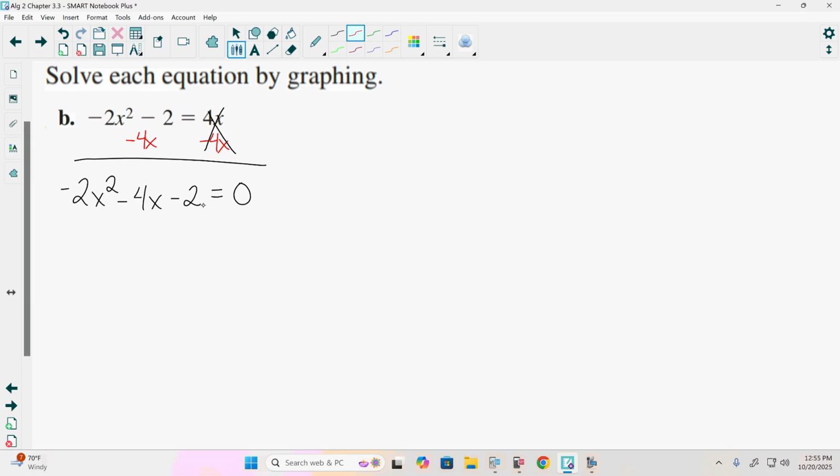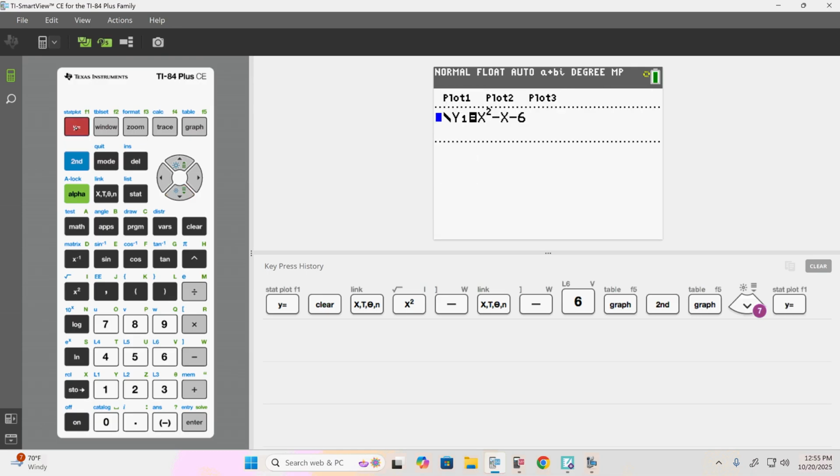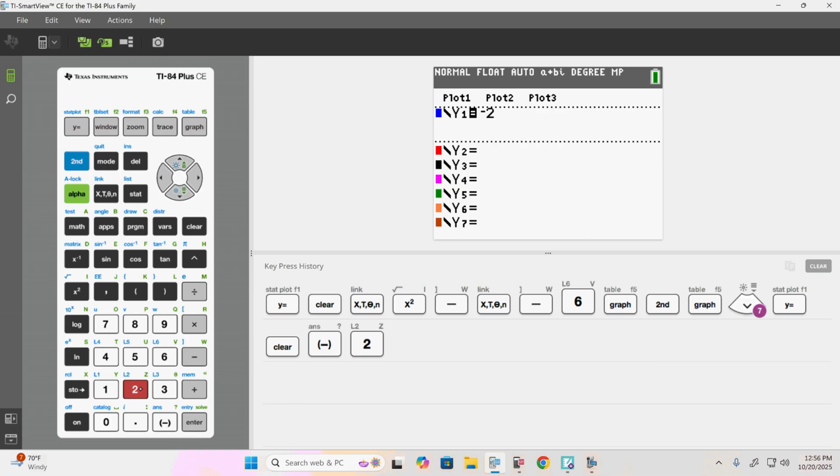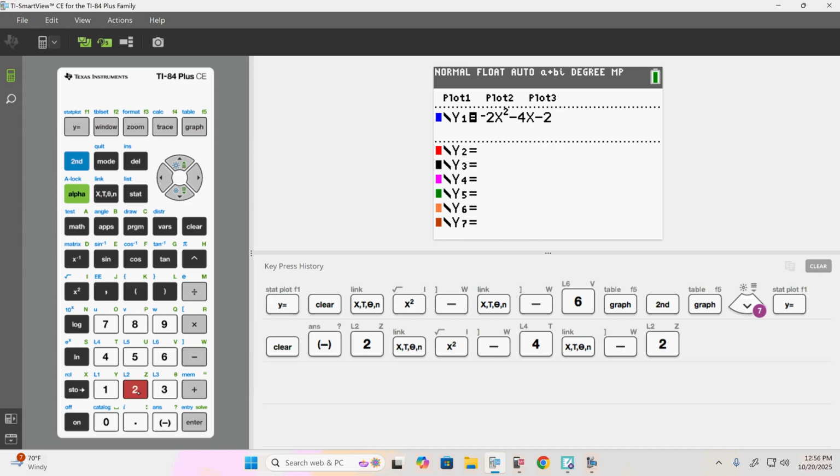So we have -2x squared minus 4x minus 2. Because the first thing we need to do is get this equal to 0. And once we get it equal to 0, we can hit y equals. And we can clear that out. Now it is -2x squared. So this time we'll use -2x squared minus 4x minus 2. So we type the whole thing in.